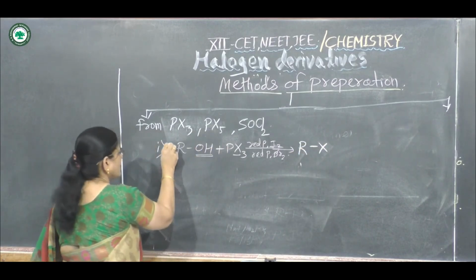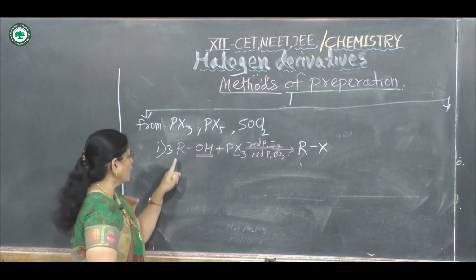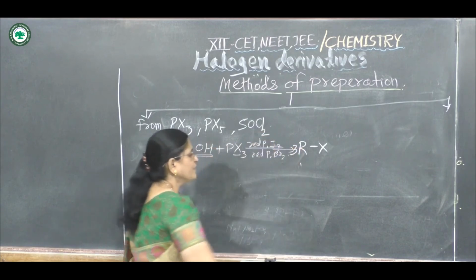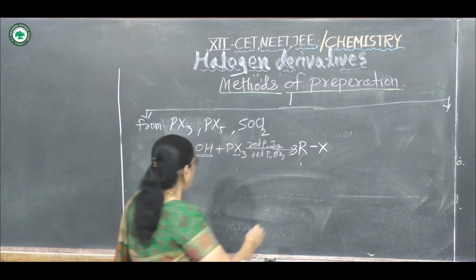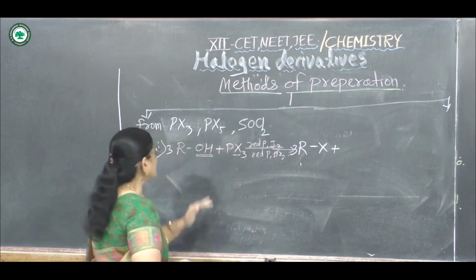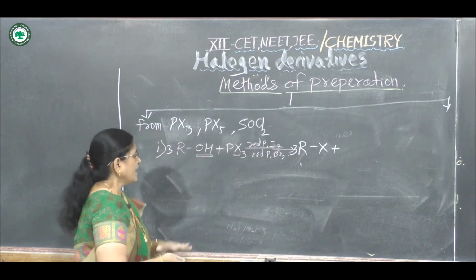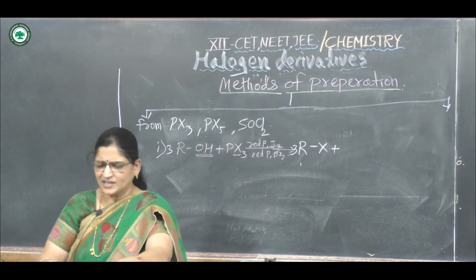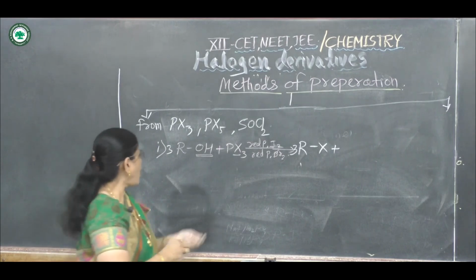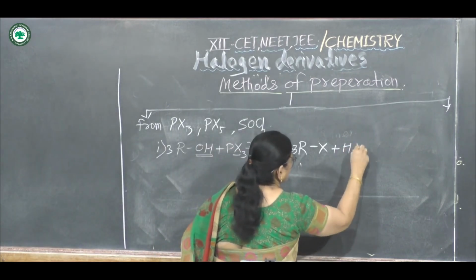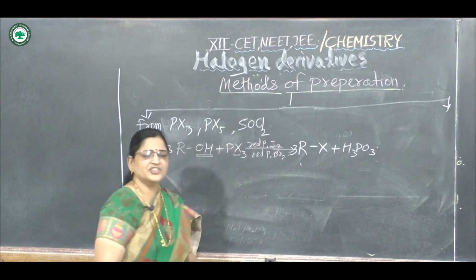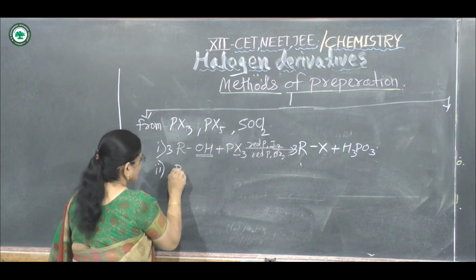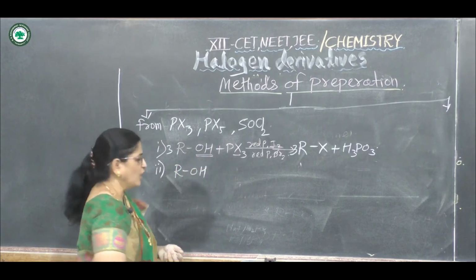This requires 3 molecules of alcohol, that is 3 ROH plus PX3, then the product is 3 molecules of RX plus the byproduct. Which byproduct forms here? PX3 gives as byproduct H3PO3. The byproduct is H3PO3.